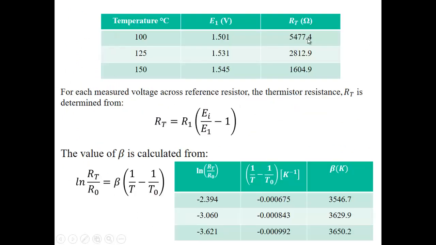As I mentioned before, you need to make a table. So you have your three temperatures, and you have your E1, which is given to you. You get your E1 from the laboratory oven by measuring the temperature of the oven, so don't worry about that. From that you will get your RT directly by using this equation: RT equals R1 times EI over E1 minus 1. So from that you will get a different RT at each temperature level.